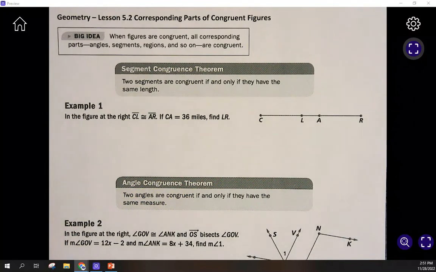This is lesson 5.2 in geometry. We're looking at corresponding parts of congruent figures. So in 5.1, we looked at what it means for two things to be congruent. We studied how the two figures, if we're going to say they're congruent, have to be the result of some type of isometry. So that means a composition of reflections.